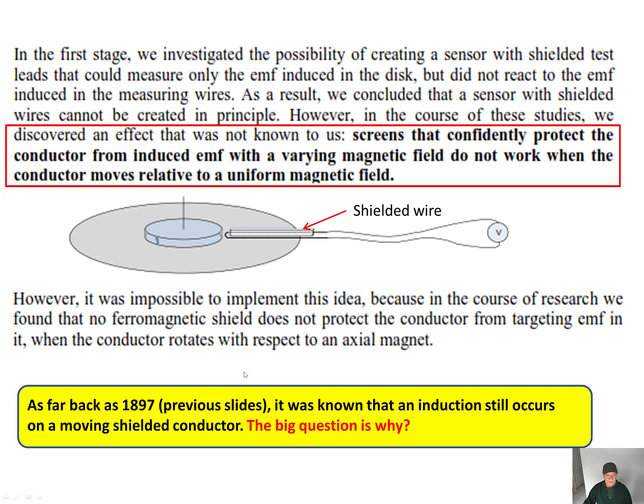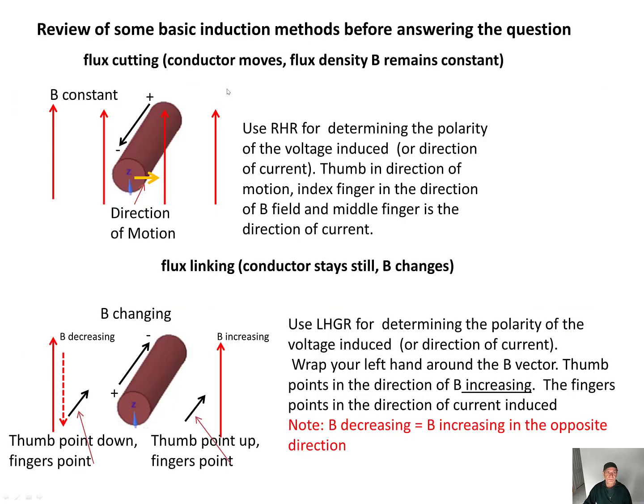But this effect was known as far back as 1897, which was the previous paper that I showed. It was known that induction still occurs on a moving shielding conductor. The big question is why? But before we go there, let's review some of the basic induction methods before answering the question.